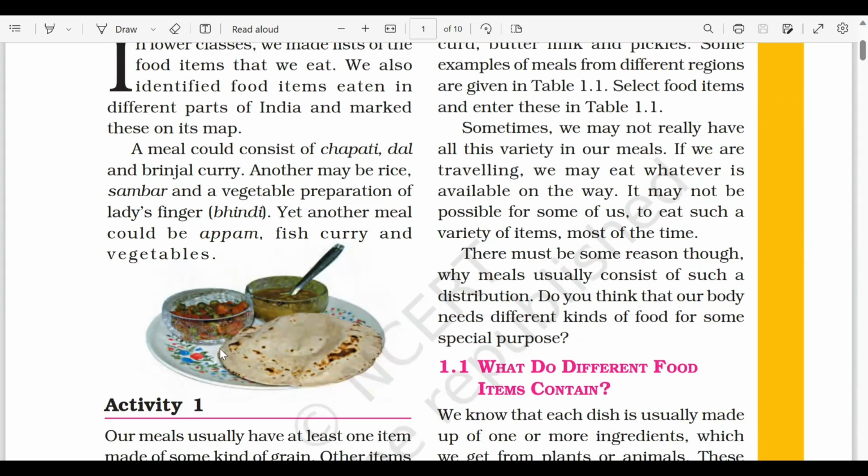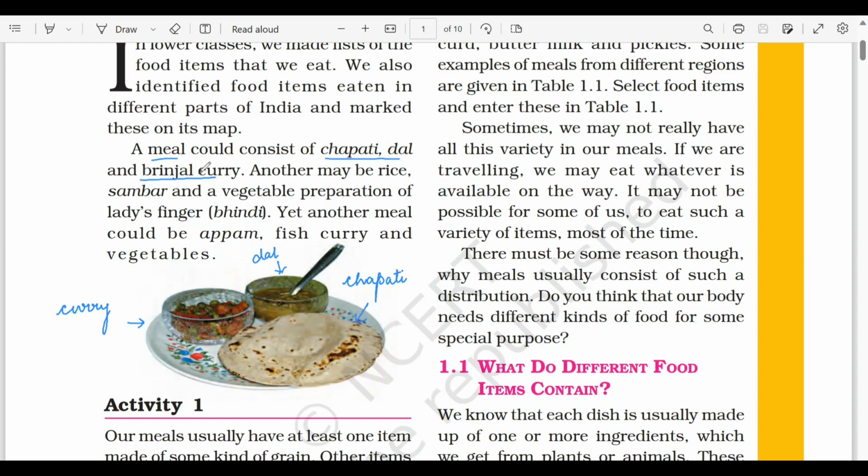Let's look at a typical meal. हम जो खाना खाते हैं उसमें क्या क्या चीजें included होती हैं, हमारे meal में क्या क्या चीजें included होती हैं. So first there is a chapati. We have chapati along with dal as well as with some curry. ये एक एग्जाम्पल है एक मील का, which can include chapati, dal and brinjal curry.